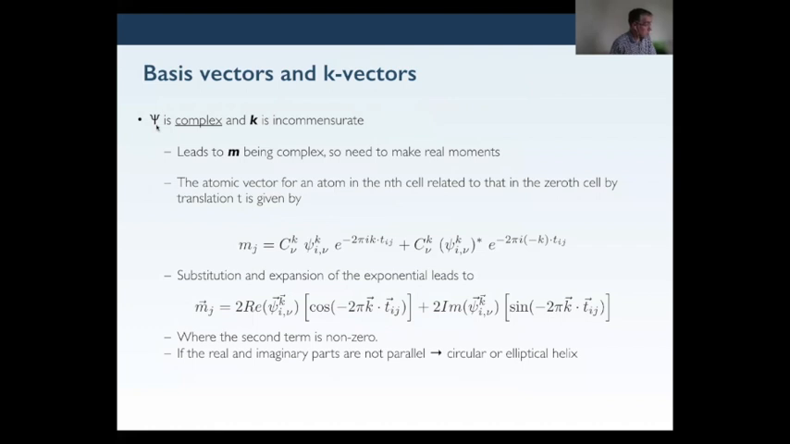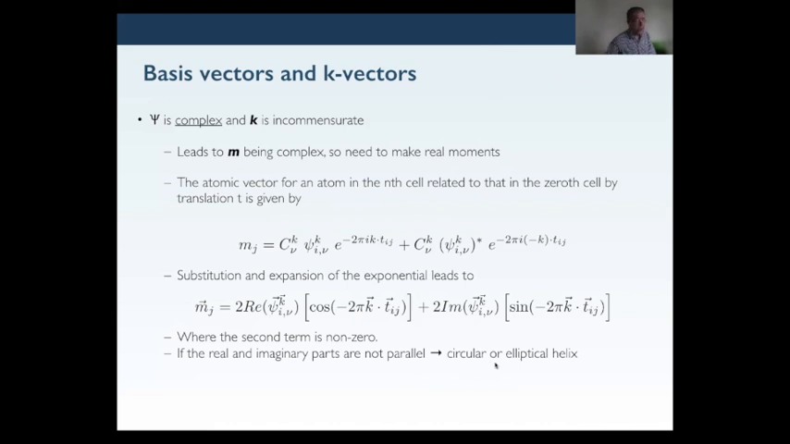If we have a situation of the basis function being complex and k being incommensurate, again, this would lead to the spin vector or moment being complex, and we need to make things real. We do this again by adding the basis function according to minus k. If we work through the mathematics, we now have that leading to 2 times the real part of the basis function cosine minus 2 pi k dot t, and again, plus 2 times the imaginary part of the basis function sine minus 2 pi k dot t. But now this second term is not going to be 0. So we have a cosine propagating component here, and then we have an out of phase sine propagating component, with the parts according to the basis function of the real part and the imaginary part not being collinear. So the real part and the imaginary part are not parallel.